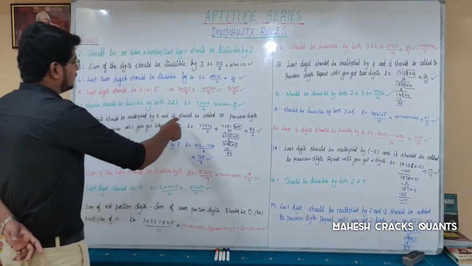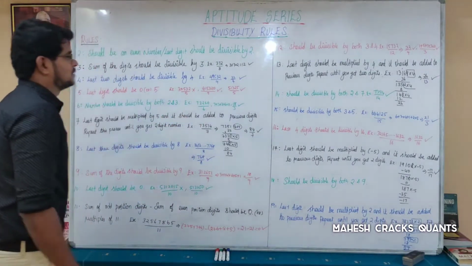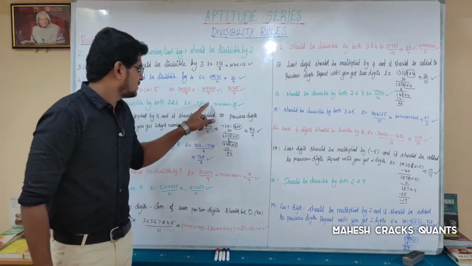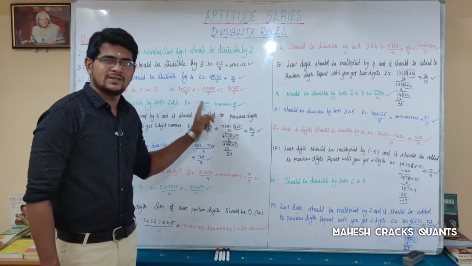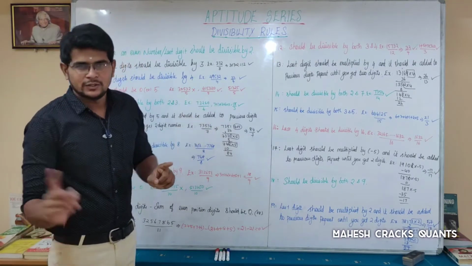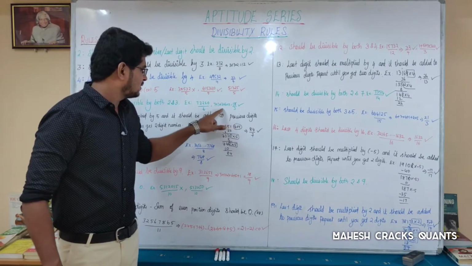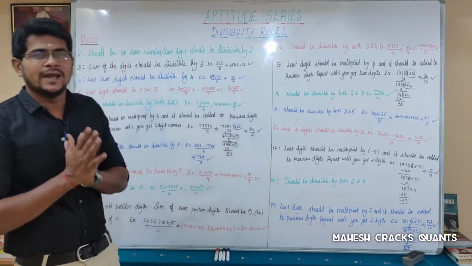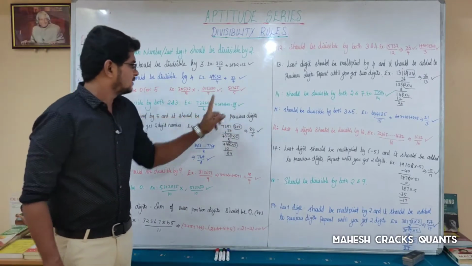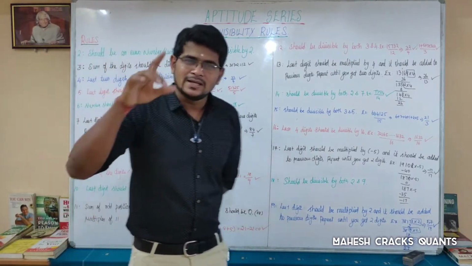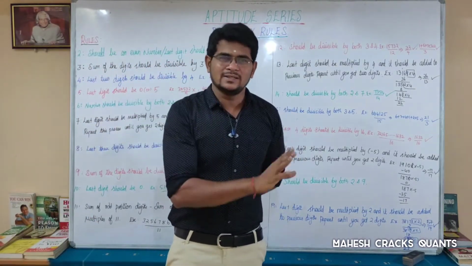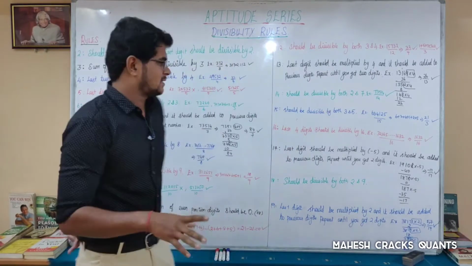Example given here: 73,260. When you check, the last digit is 0 and the number is even, so it's divisible by 2. And when you add all the digits, you get 18, which is divisible by 3. So it is divisible by 2 as well as by 3. So that number is divisible by 6.